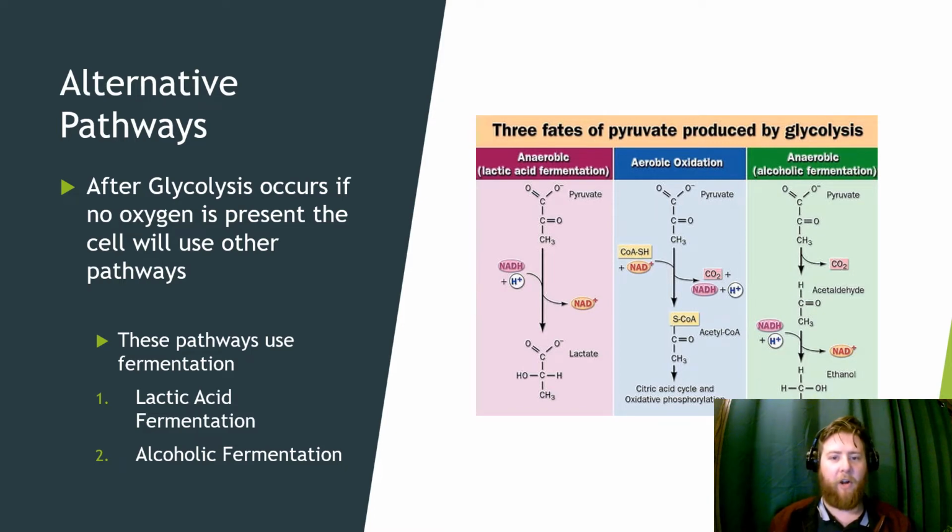There are some alternative pathways to glycolysis. Once pyruvate is created, it can go several different ways. It can go through aerobic oxidation, and that's what we're going to talk about later with the citric acid cycle, or the Krebs cycle. But the other two, these fermentation pathways, are what happens if there's no oxygen, and it can be either alcoholic fermentation or lactic acid fermentation.